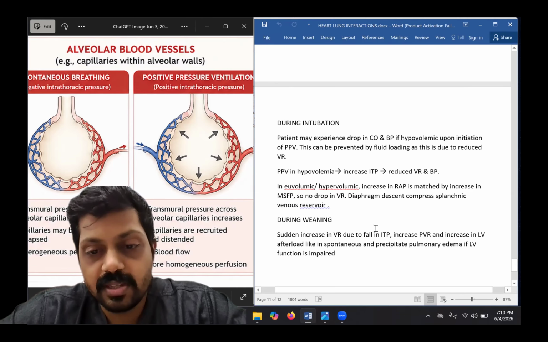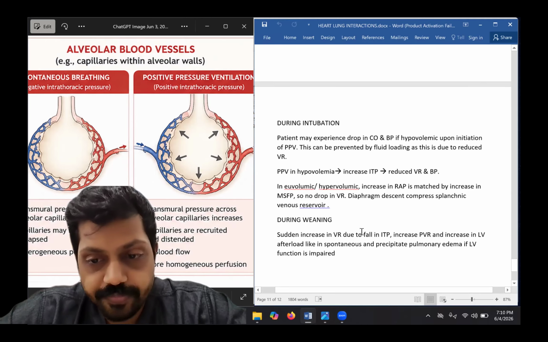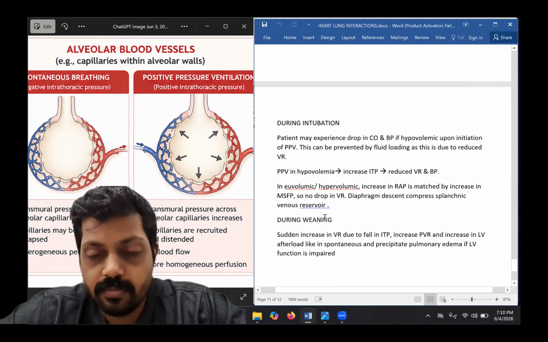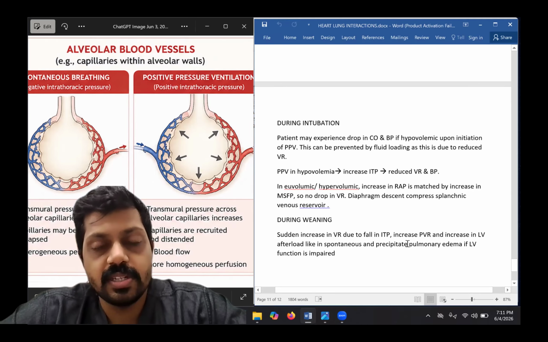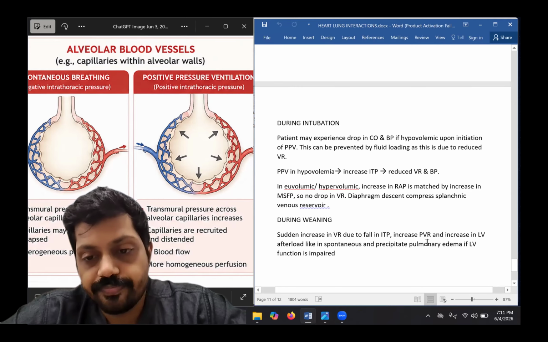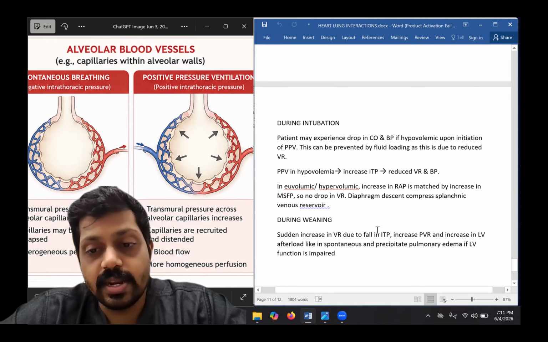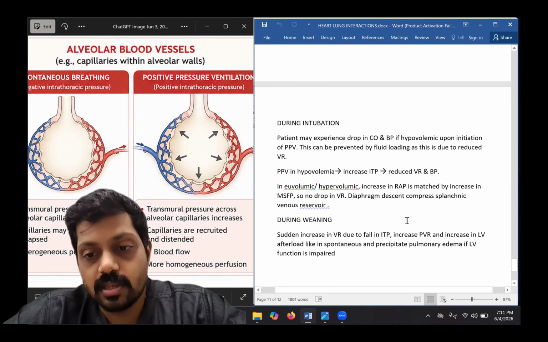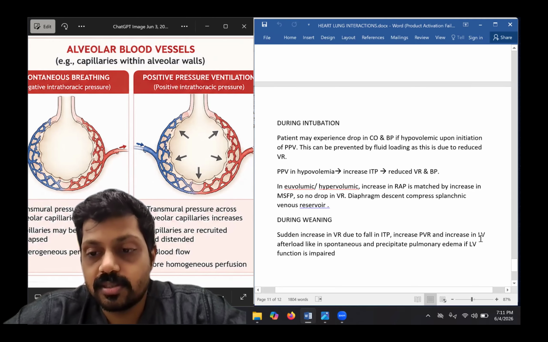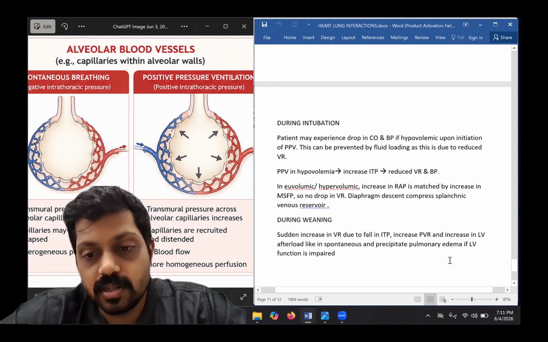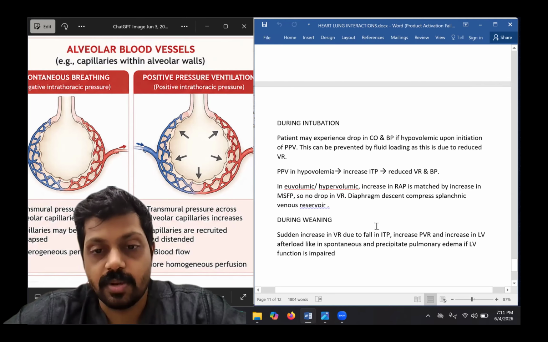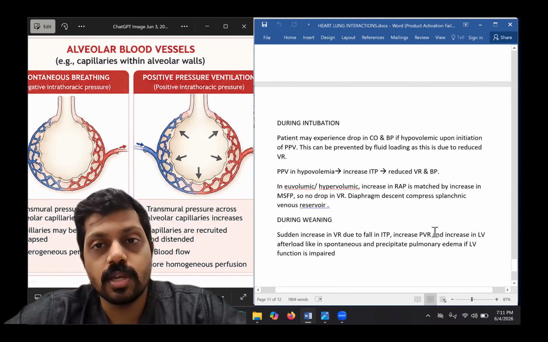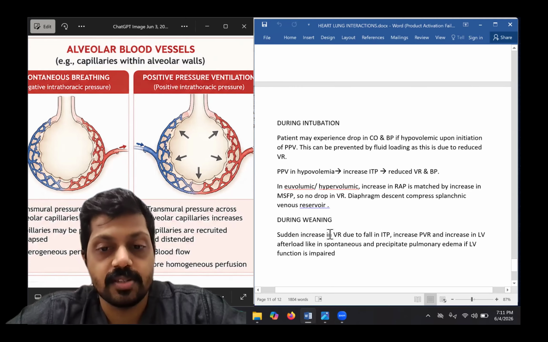Similar effects have clinical importance during weaning. When the patient goes from mechanical ventilation to spontaneous breathing, negative intrathoracic pressure is generated as the patient breathes spontaneously. The gradient is increased and venous return is increased. There is an increase in pulmonary vascular resistance and an increase in LV afterload. With the sudden gush of venous return, if there is impaired LV function, the patient may go into pulmonary edema. In such cases, you have to give positive pressure ventilation by NIV at least.